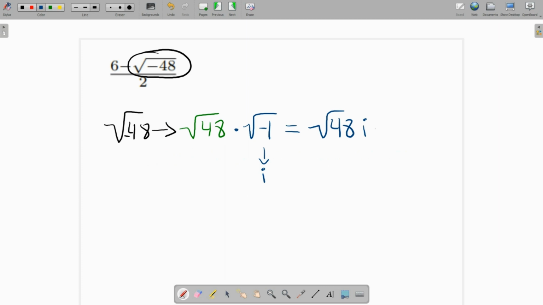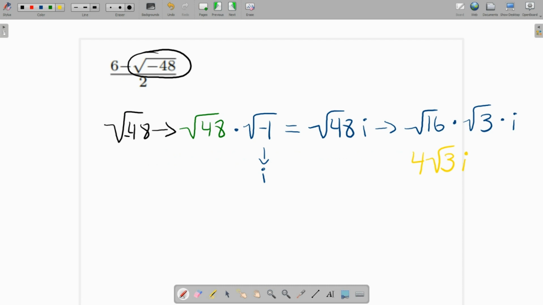If we are to further simplify this, we can see that the square root of 48 is equal to the square root of 16 times the square root of 3. And what is the square root of 16? Well, the square root of 16 is just 4. So we get the answer as 4 square root 3, and then outside of the square root, i.